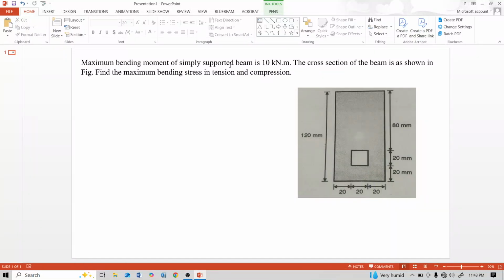Today's numerical is: the maximum bending moment of a simply supported beam is 10 kN-m. The cross section of the beam is as shown in the figure. Find the maximum bending stress in tension and compression. See this cross section: a rectangular cross section with a hollow square inside it.